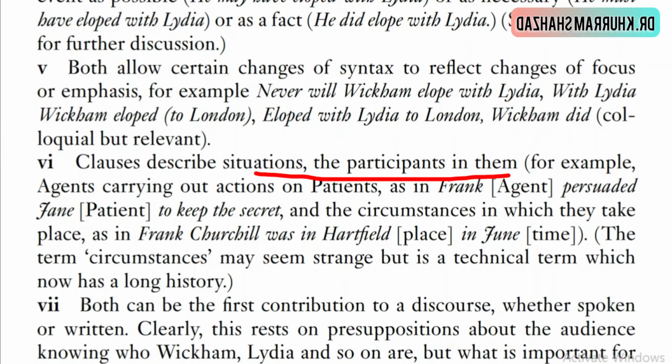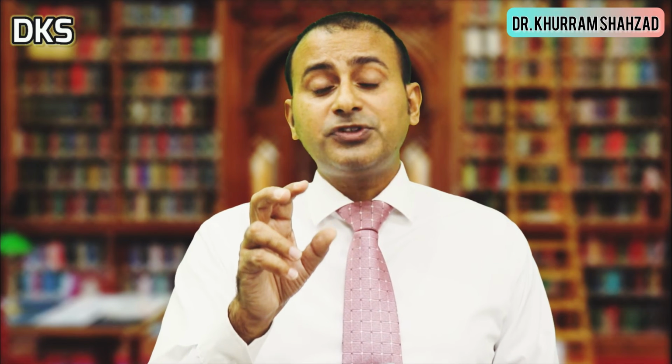The next property of the clause is that it can talk about participants. It requires events. It talks about events. It talks about circumstances. This concept is coming from systemic functional linguistics. So you should remember that I have already made a video about thematic roles. So there I talked about 7 or 8 different kinds of thematic roles.